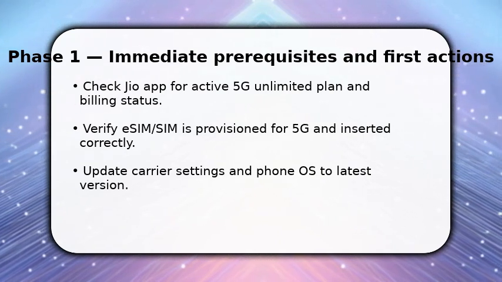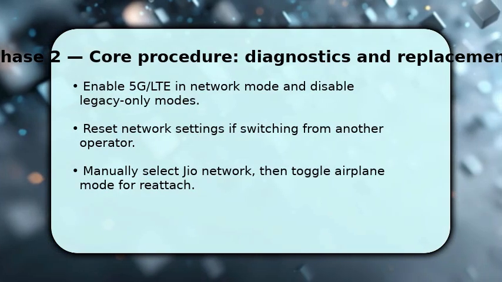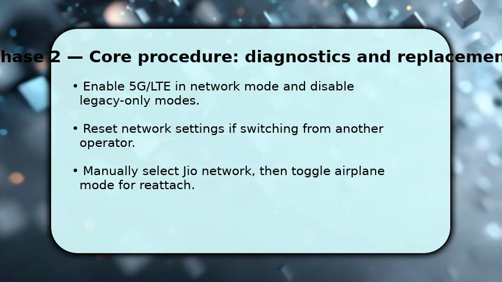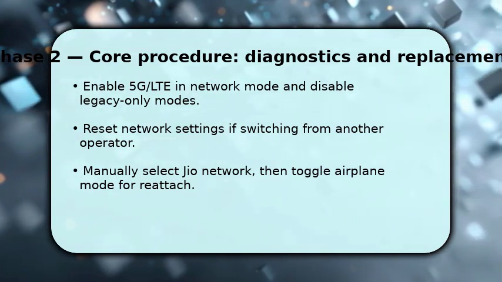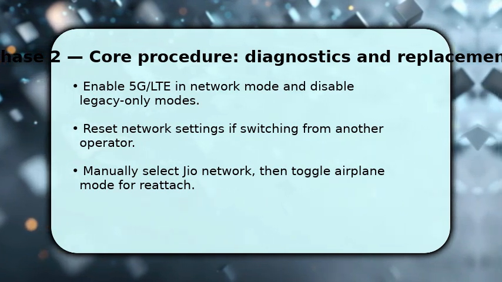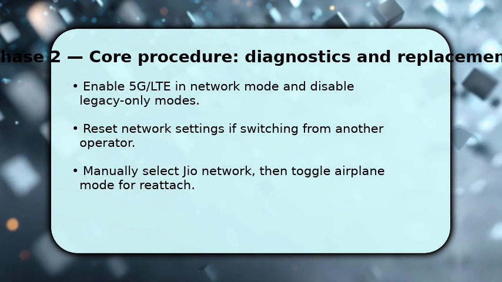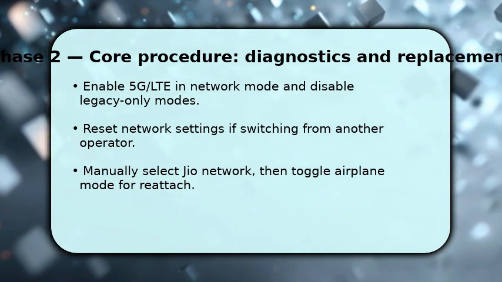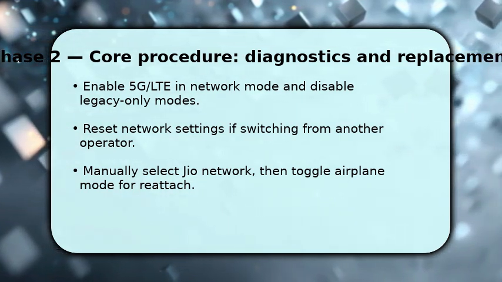You now optimize device network settings to force a proper 5G attach. First, set preferred network mode to 5G/LTE rather than automatic or 3G only, because phones can default wrong. If you recently ported or changed SIMs, reset network settings to clear stale profiles.